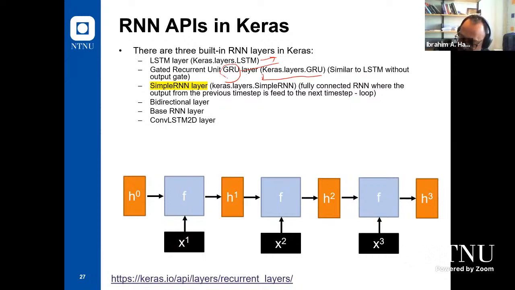So if you want to use a simple version, GRU is a simple version of LSTM, and it is the same, but it has only 2 gates. In LSTM, we have 3 gates, and in GRU, we have only 2 gates. So it's a simple version of LSTM.